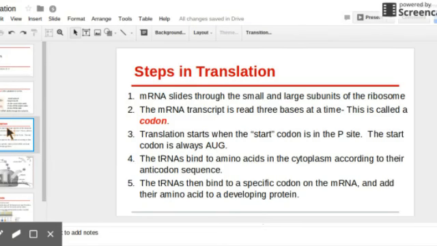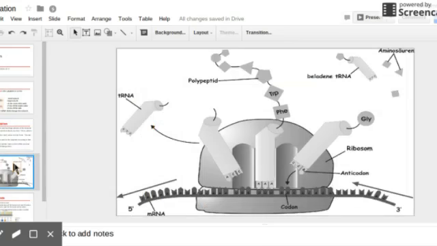The transfer RNAs bind to amino acids in the cytoplasm according to their anticodon sequence. The transfer RNA then binds to a specific codon on the mRNA. It's complementary to the mRNA, and adds its amino acid to a developing protein. Here is a picture that depicts all the steps.